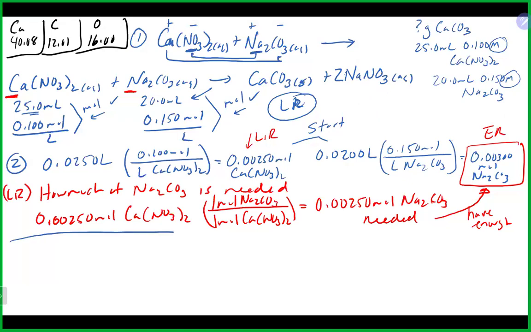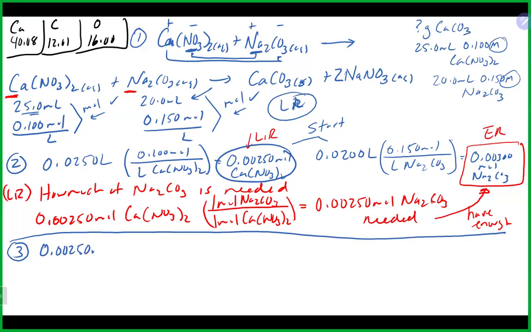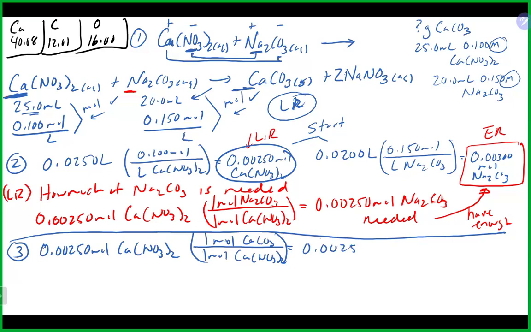All right, now that we've done that, we can finish the rest of the problem, which is our third step: we're going to use our limiting reagent moles. So 0.0025 moles of our limiting reagent, which was calcium nitrate. We're now going to go to our product. It is a 1-to-1 relationship there. They obviously are not all 1-to-1, but we happen to hit a bunch of them in these problems. 1 mole of calcium nitrate gives us 1 mole of calcium carbonate, and that's going to give us 0.0025 moles of calcium carbonate.